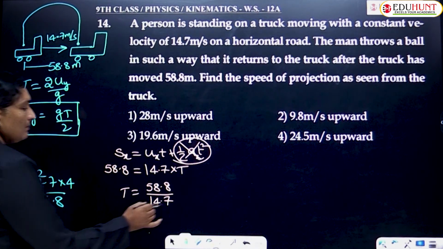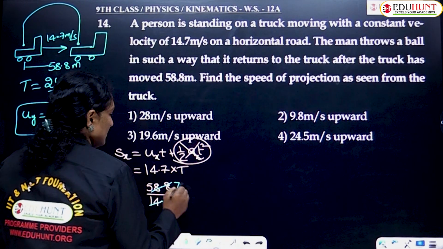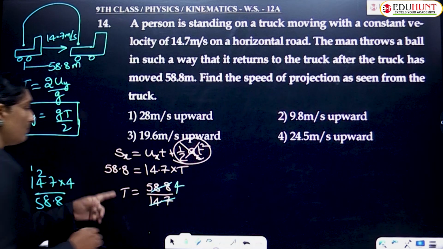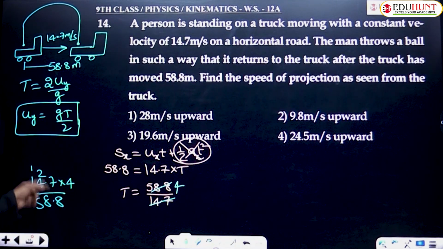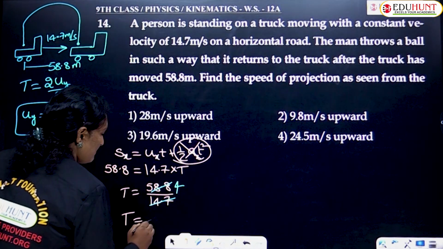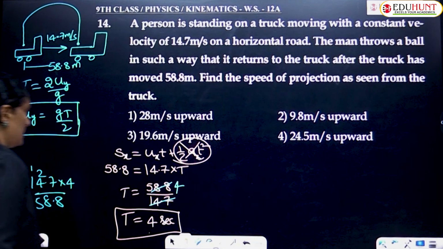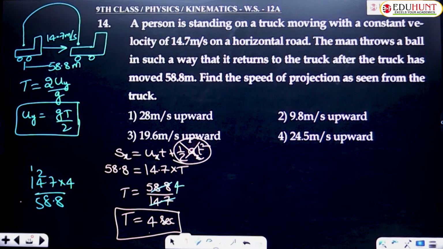After further simplification, if you multiply 14.7 with 4, then we have 58.8. So this 14.7 cancels out for 4 times. 14.7 into 4 gives 58.8. So T is found to be 4 seconds. So in how much time does the ball again come back into his hands, children? After 4 seconds. So this time of flight was found to be 4 seconds.